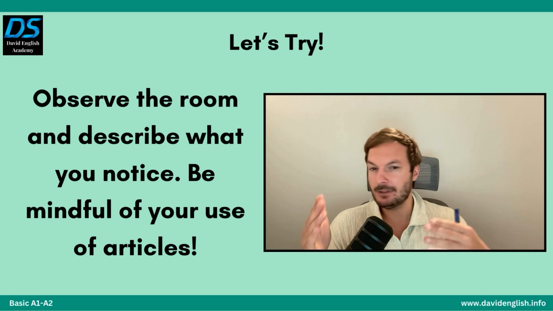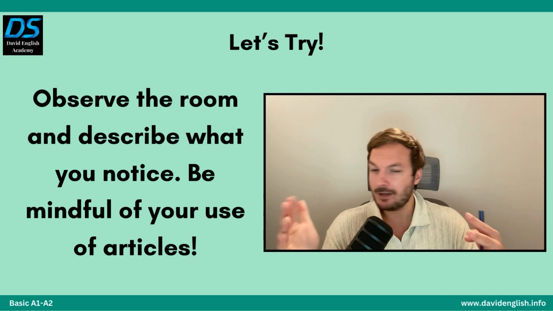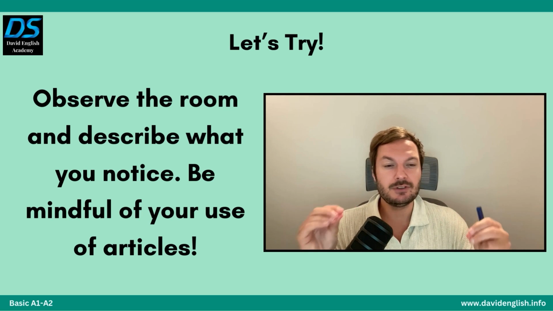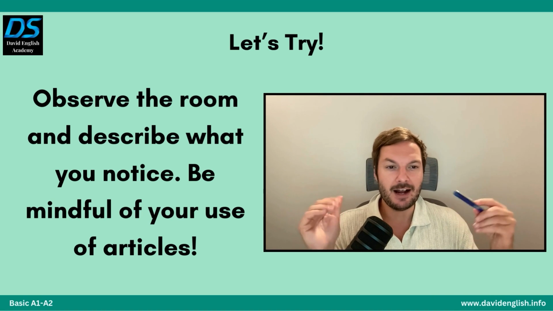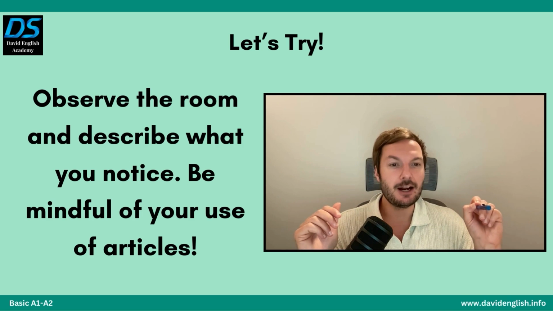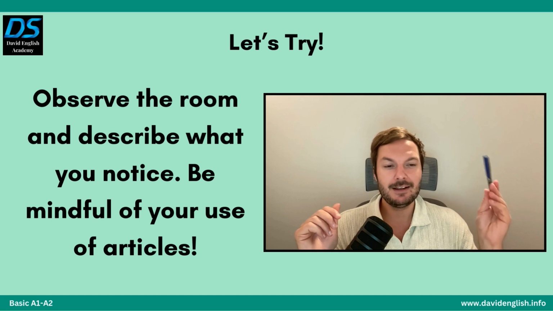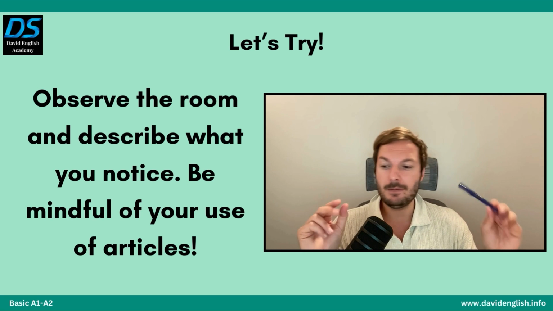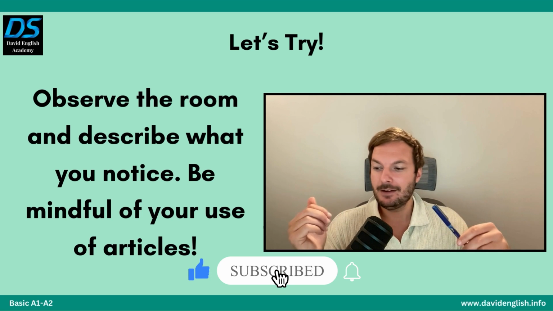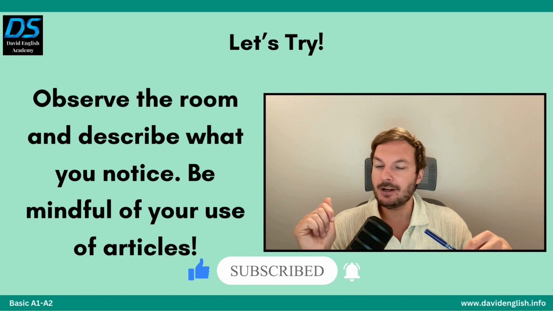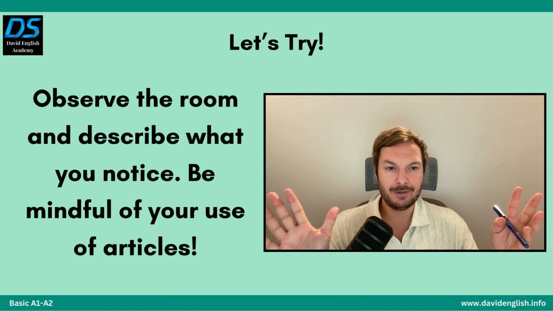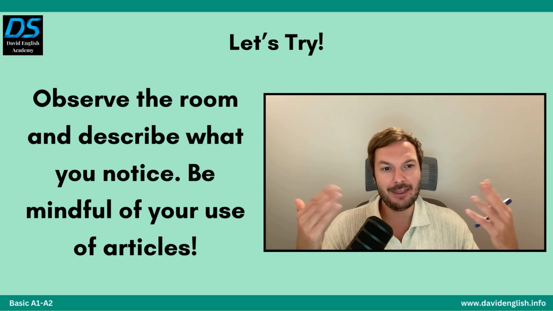If you want to try a little activity with you and your friends and your family or your teacher, you could easily observe the room and describe what you notice. Be mindful of your use of articles. For example, right now on my desk, there is a bottle of water. There is a coffee mug on my desk. There are 2 markers. There is a pen in my hand. There is a book on my desk. Practice doing this. Be aware of your surroundings and practice the A and the.